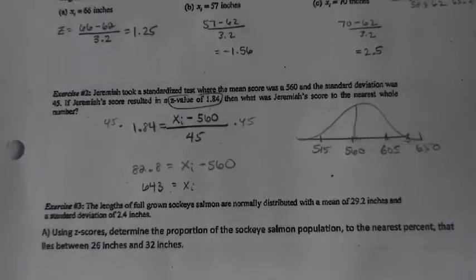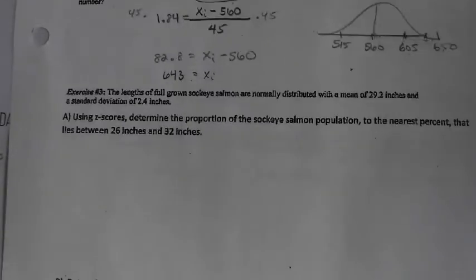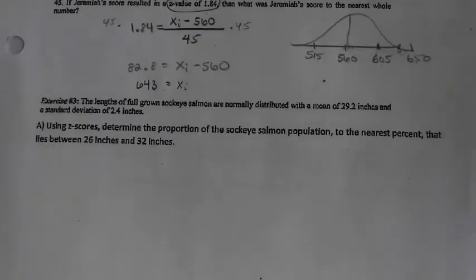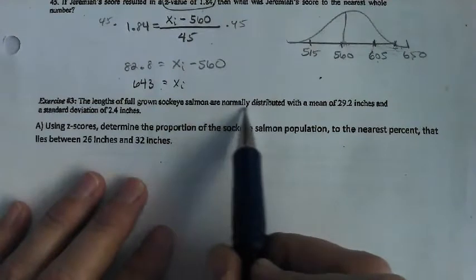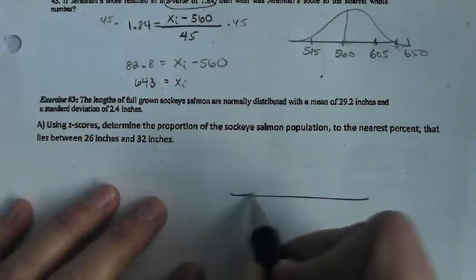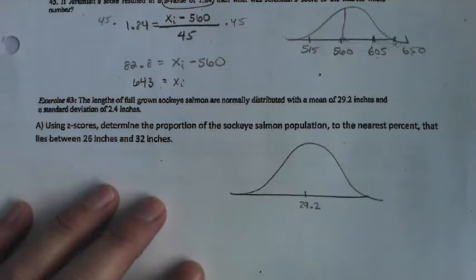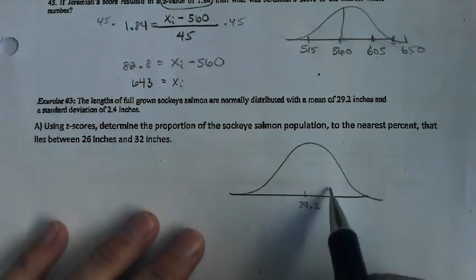Oh boy, I need a new sheet of paper. So I'm going to put the z-score formula on there. If we jump down to exercise 3, the lengths of full-grown sockeye salmon are normally distributed with a mean of 29.2 and a standard deviation of 2.4.